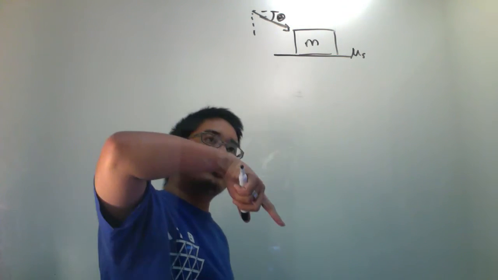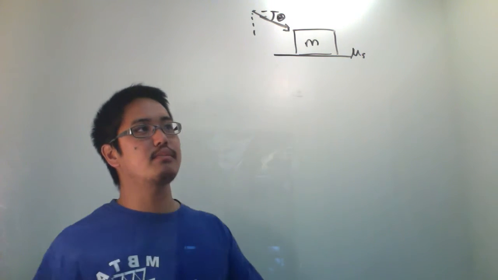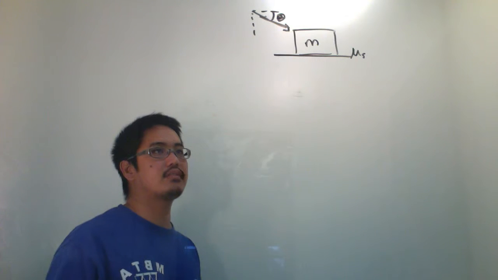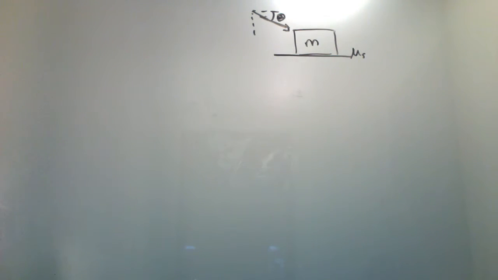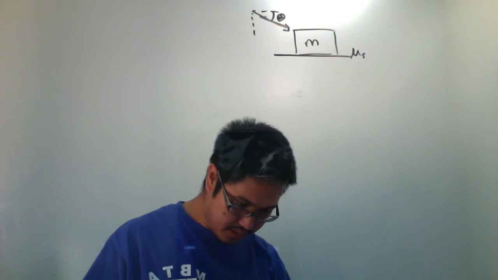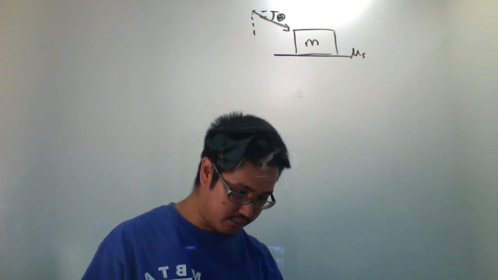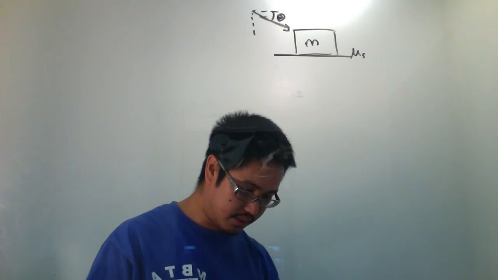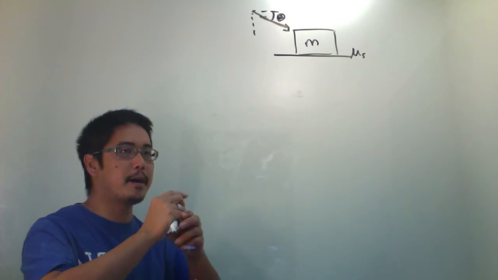You're pushing down on this block at an angle theta, and you have a coefficient of friction mu s, and you want to figure out what is the force necessary. Let me read the problem. Find the force necessary to start the crate moving as a function of theta, given the coefficient of friction between the crate and the floor is mu s. Okay, cool. So, here's what I got.